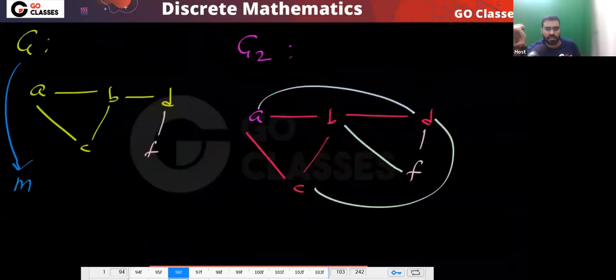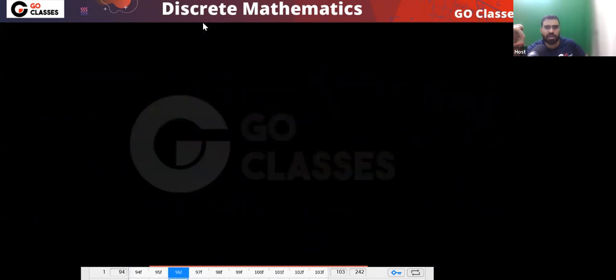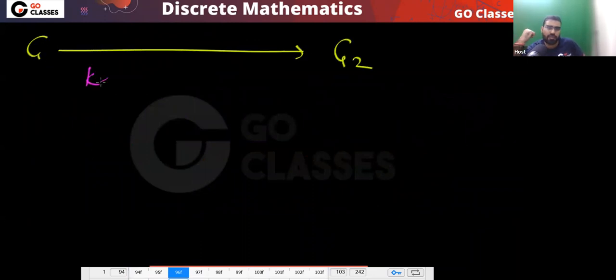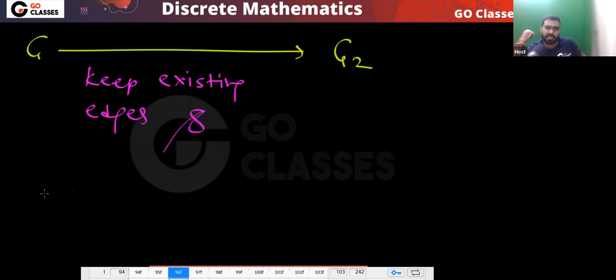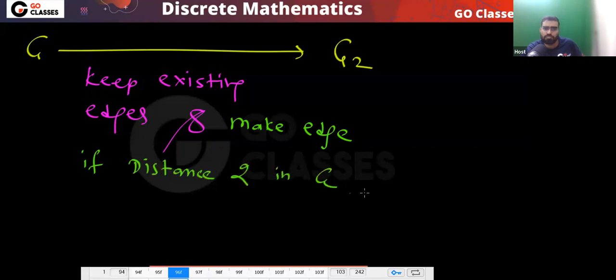So let me just write it. How are you getting G2 from G? You have this G, and from this G you are getting this G2. Keep existing edges the same, and make an edge if distance is 2 in G.